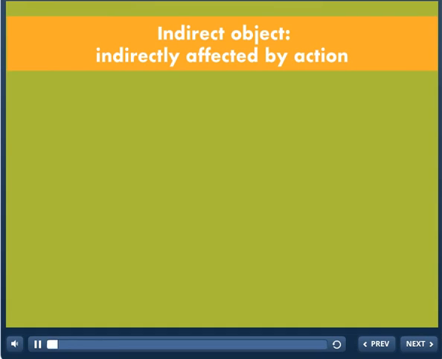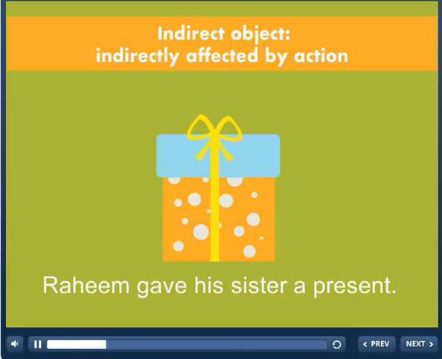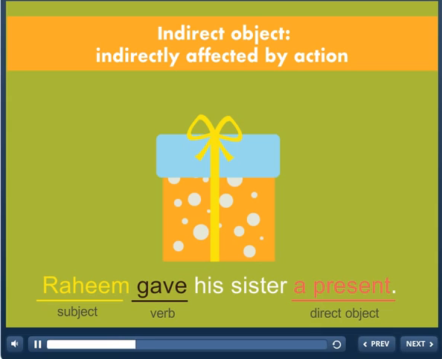Now let's learn more about indirect objects. The indirect object refers to the person or thing that is indirectly affected by the action. Rahim gave his sister a present. Gave is the verb. Rahim is the doer. What did he give? A present. His sister was indirectly affected by the action as she received a present. Therefore, his sister is an indirect object of the verb gave.